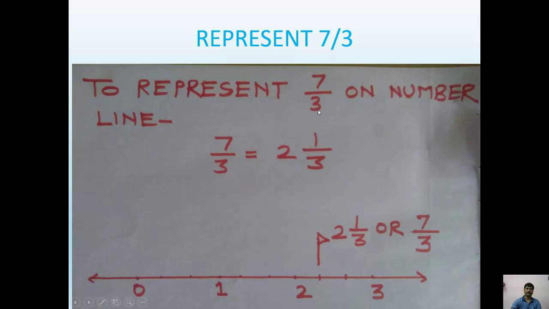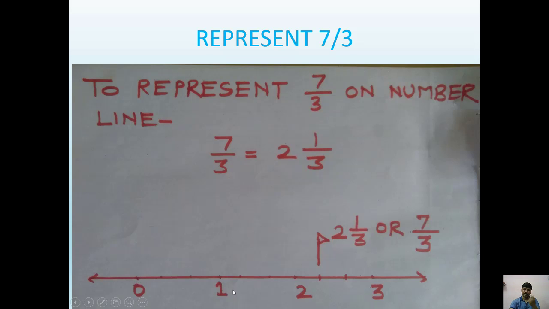Let's take some more examples. To represent 7 upon 3. 7 upon 3 is an improper fraction. 7 upon 3 can be written as 2 whole 1 upon 3. We can convert it into the mixed fraction 2 whole 1 upon 3. How can we represent this fraction now? 2 whole means whole number 2, and the next part is a proper part. It means this fraction is greater than 2 but not whole 3. So this fraction will lie between whole numbers 2 and 3.